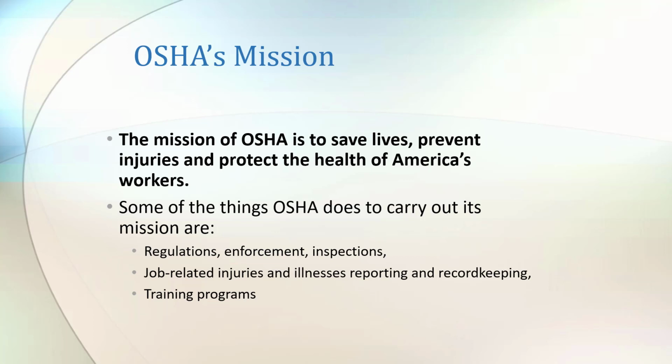If OSHA fines a company $100,000, that $100,000 is paid to another part of the government. Whereas with the EPA, if they level a fine, you pay the EPA the money. OSHA does not make any money off of their enforcement of regulations.